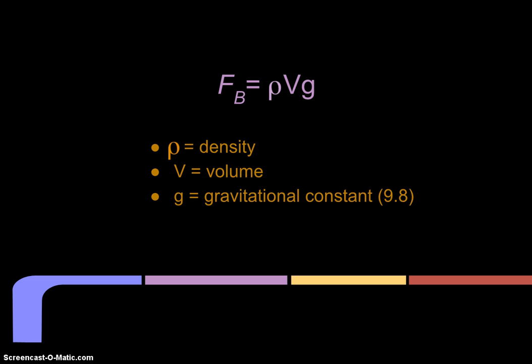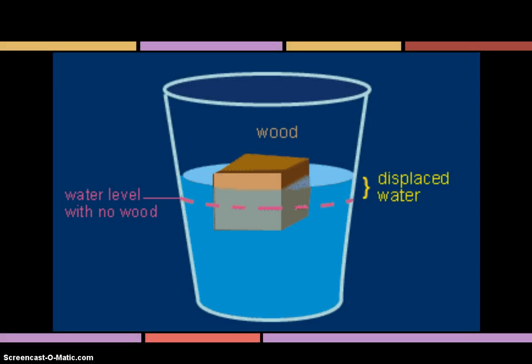Density will determine whether or not an object will float. If an object floats, that means its density has a lesser value than that of the liquid. Take this wooden cube for example. It floats since the density of the cube is less than the water.